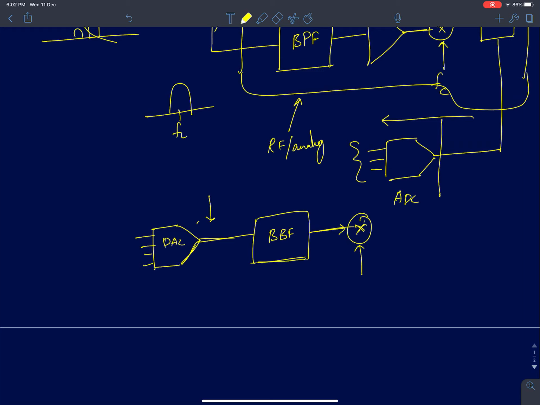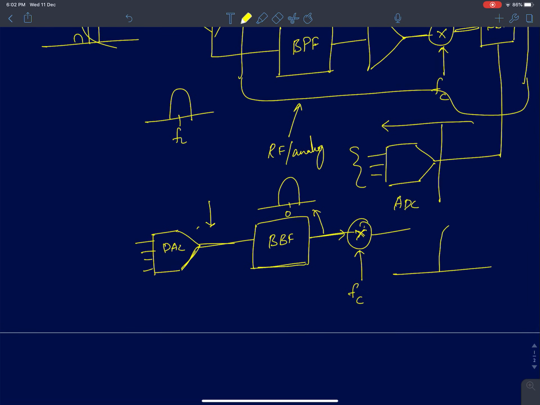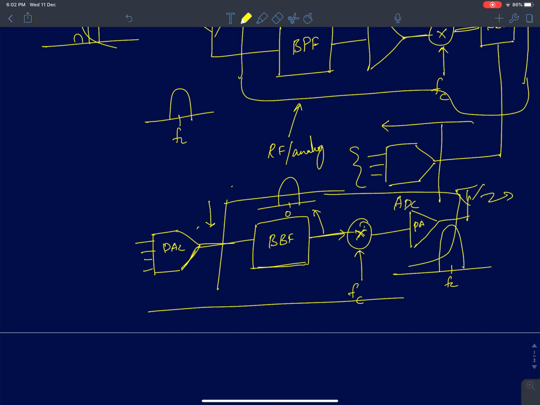Then you multiply this with a carrier. The Fourier transform of this data is now centered around DC. After the mixer operation, the Fourier transform will be centered around FC. This data will then be passed through a power amplifier. This power amplifier will eventually connect to an antenna. So this is your transmitter. Again, when I say transmitter, we are concerned about the analog part of the transmitter: the baseband filter, mixer and power amplifier.